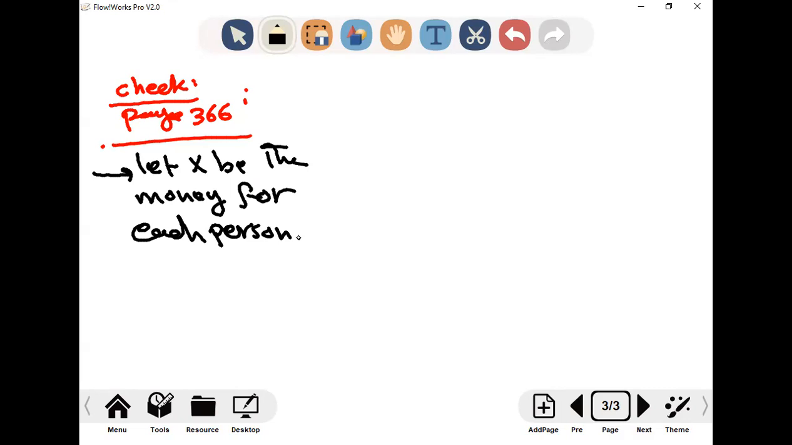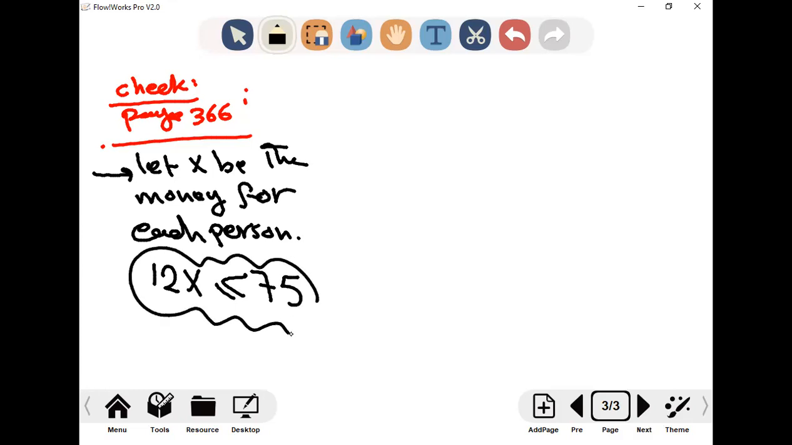But do we know the amount of the money for each? We call it what? X. So what I will do, multiply x by the 12 to know the total of the money, right? So 12 multiply x, what do we say? 12x should be less than or equal to 75. So I defined my variable. I wrote the inequality.